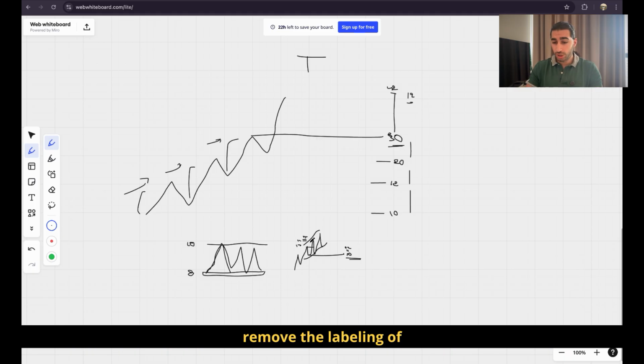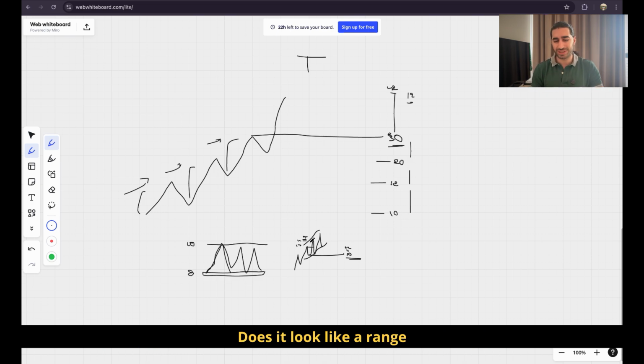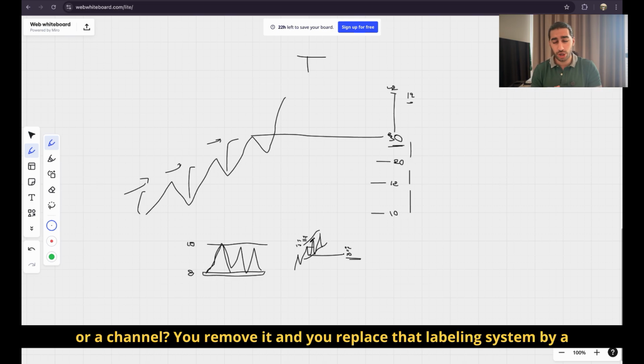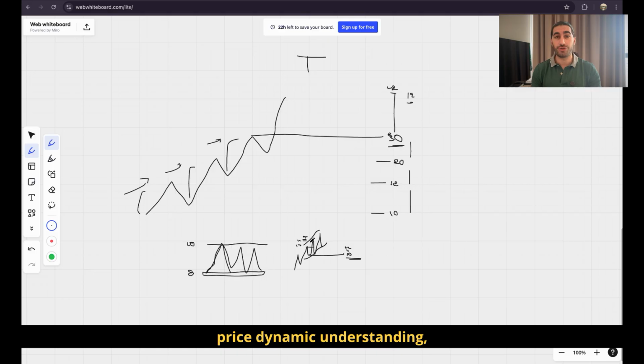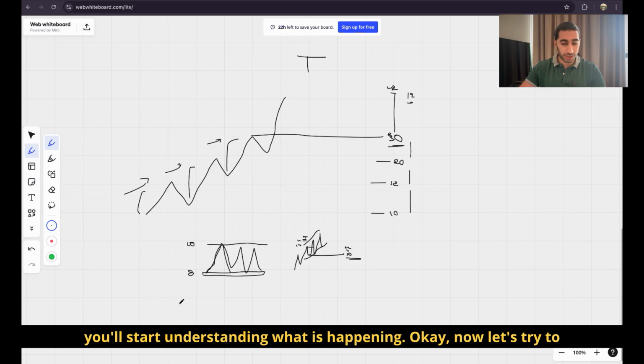And when you remove the labeling of a chart pattern, or how the chart looks, does it look like a trend, does it look like a range or a channel, you remove it and you replace that labeling system with a price dynamic understanding, everything will change for you. Everything, I mean it, I mean everything will change, because you'll start understanding what is happening.